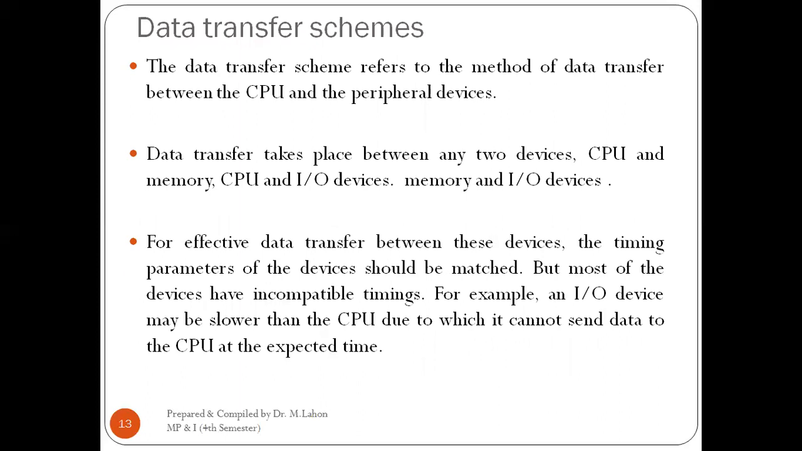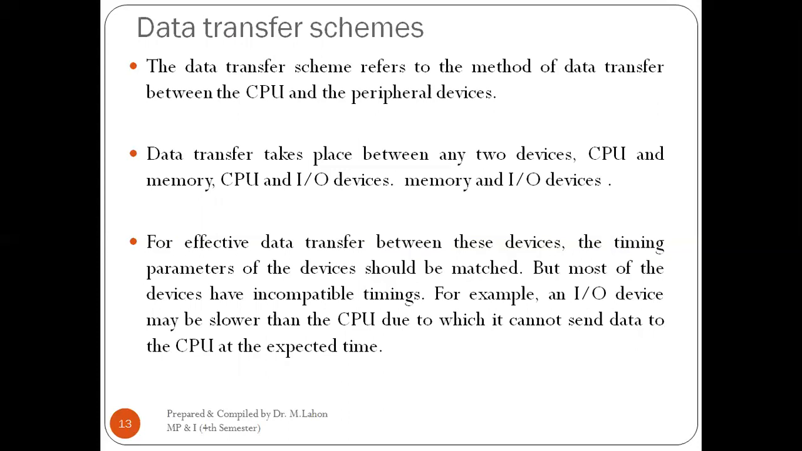The next topic which we are going to discuss is the data transfer schemes. Definitely when you are connecting a device with the microprocessor, you have to transfer some data. And how do you transfer these data? So there are certain schemes. Data transfer always takes place between two devices. It is from the CPU to memory, or CPU to IO devices, or memory to IO devices. For effective data transfer, the timing parameters of these devices must be matched. So why do we need different data transfer schemes? Because sometimes the device speeds do not match.